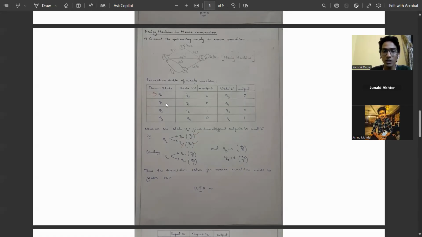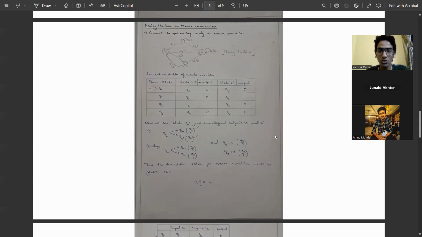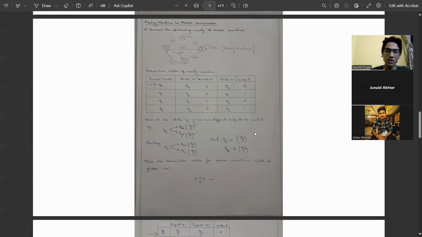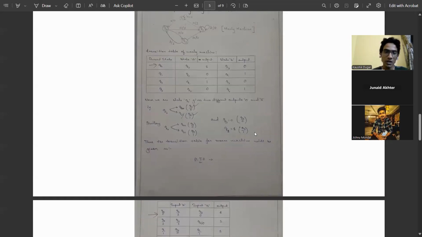So for the remaining states Q1, Q2, Q3, we get the outputs. But here we see that for state Q2, we get two different outputs, that is 0 and 1. And similarly for state Q0, we get two different outputs, 0 and 1. And for state Q3 and Q1, we have only one single output. For Q3, we have output 0 when a transition takes place to Q2. And from Q3 to Q0, when transition takes place, then we get an output 1. So we prepare a transition table for the Moore machine, which will be given as follows.